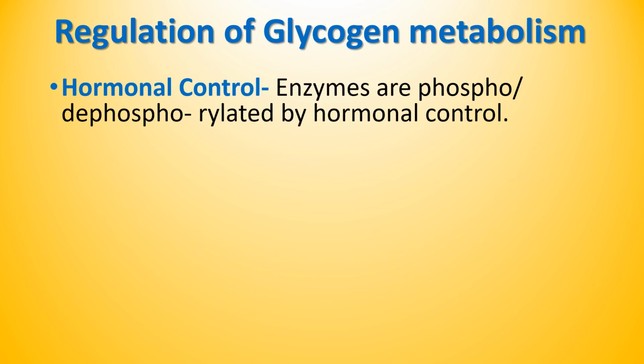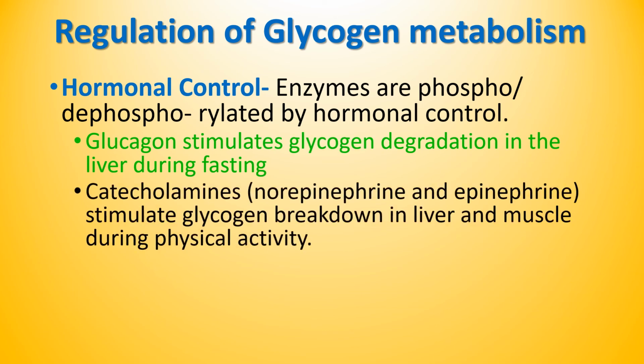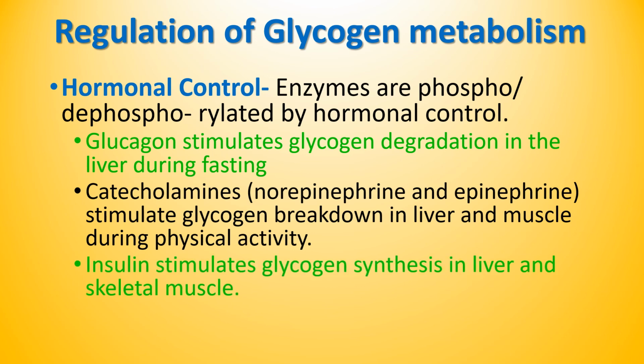A little bit about the hormonal regulation of glycogen metabolism. The enzymes are phosphorylated or dephosphorylated, and they are controlled by hormones. The first is glucagon, which stimulates glycogen degradation in the liver during the fasting state. Second are epinephrine and norepinephrine, known as catecholamines. They stimulate glycogen breakdown in liver and muscle during physical activity. And insulin stimulates glycogen synthesis in the liver and skeletal muscle.